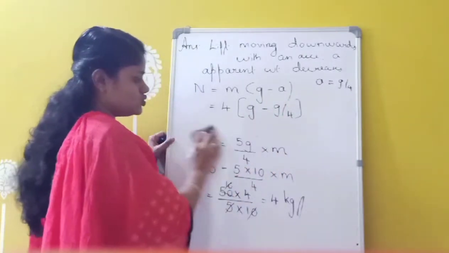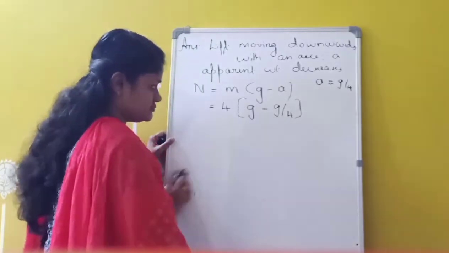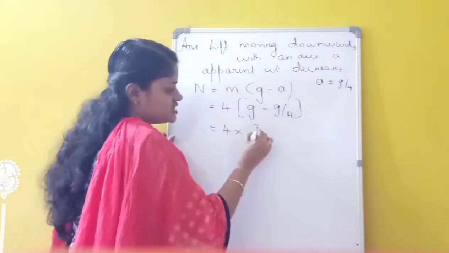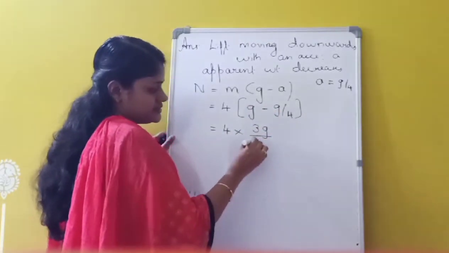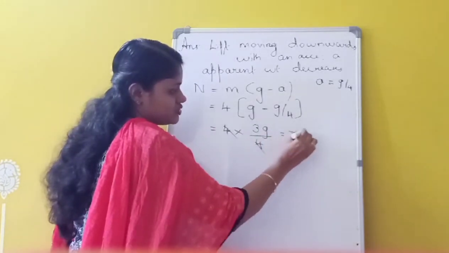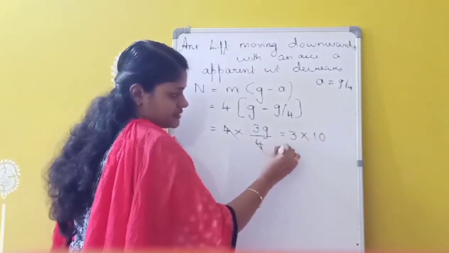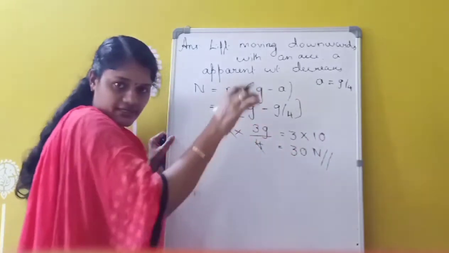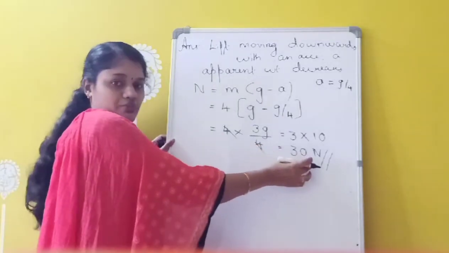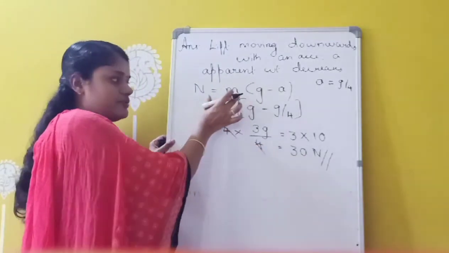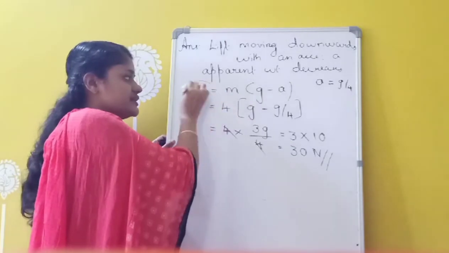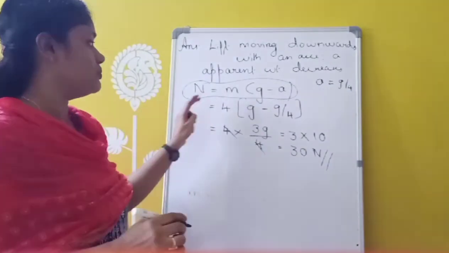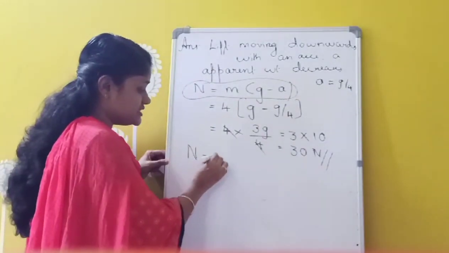So that is equivalent to 4 into, here 4g minus g, that is 3g by 4. The 4 cancels, remaining 3 into g, and suppose I am putting g as 10, I am getting 30 Newton. So when the lift is moving downward, this machine shows a reading of 30 Newton, because at that time apparent weight is decreasing. The formula is N equals m into g minus a. And when the lift is moving upwards, the formula is N equals m into g plus a.